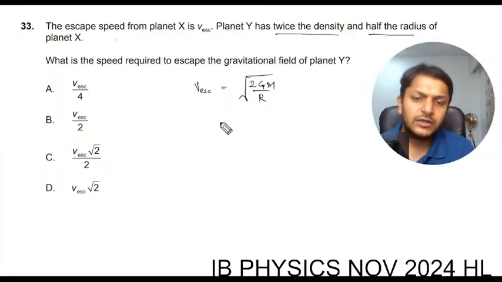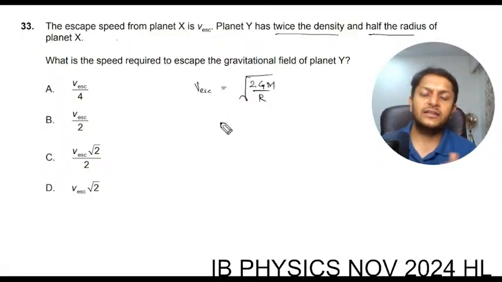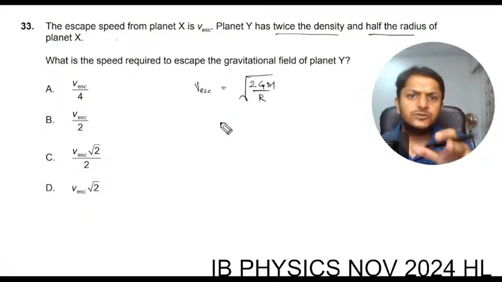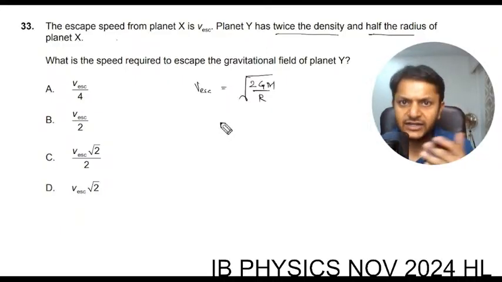So 2GM by capital R. Capital M is the mass of the planet, capital R is the radius of the planet. So this is what is happening in the case of planet X.